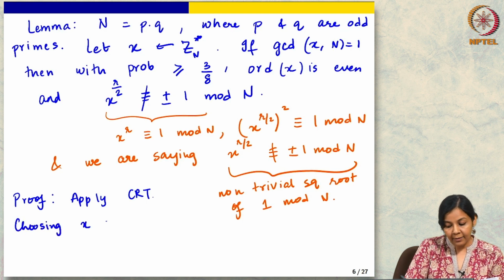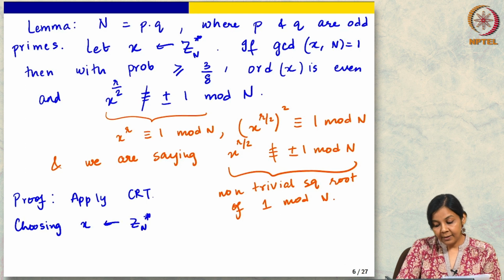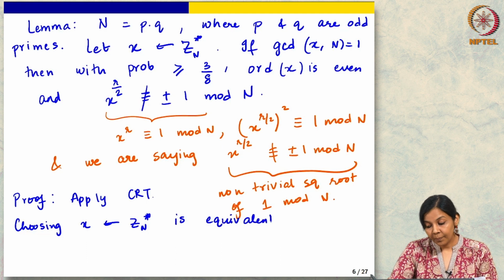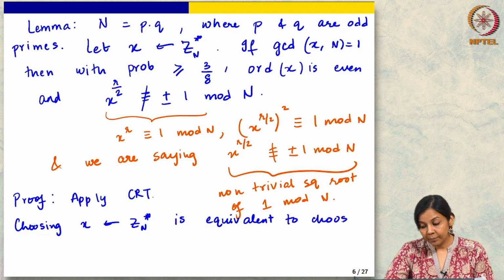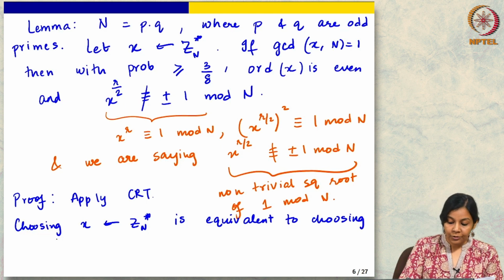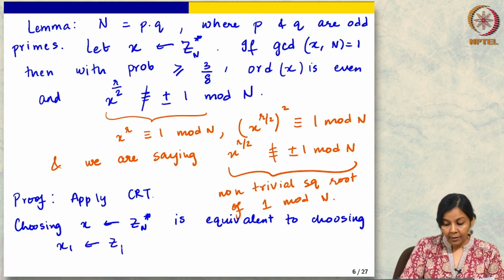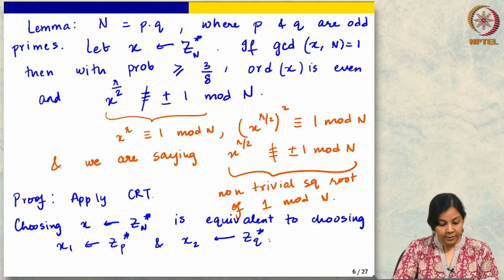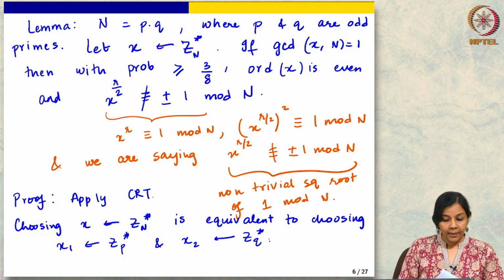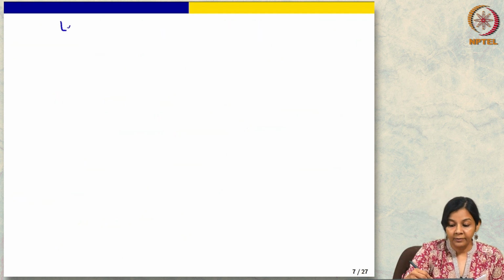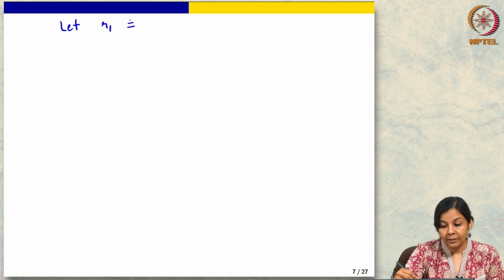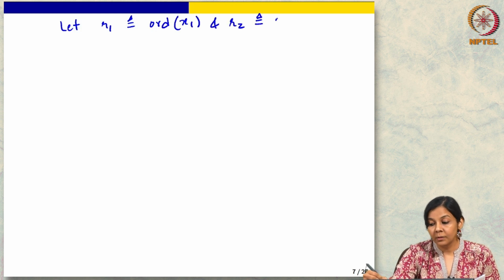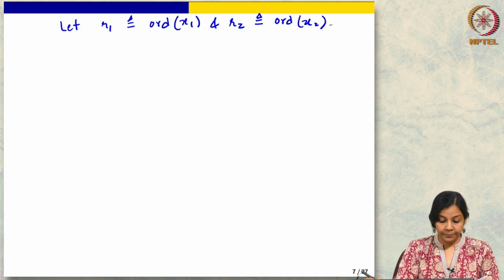Choosing x randomly in Zn star is equivalent to choosing x1 in Zp star and x2 in Zq star. This is just by CRT, and as I already said, I am going to let R1 denote the order of x1 and R2 denote the order of x2.